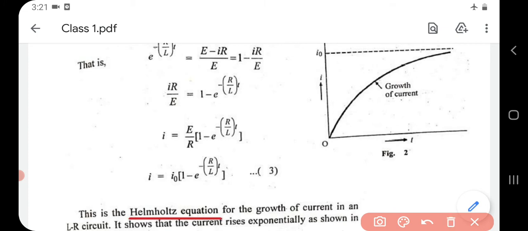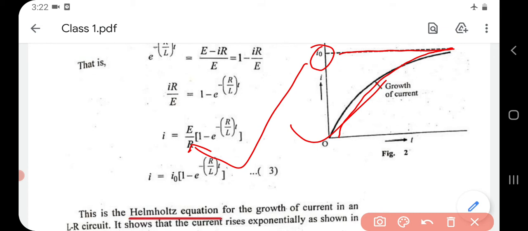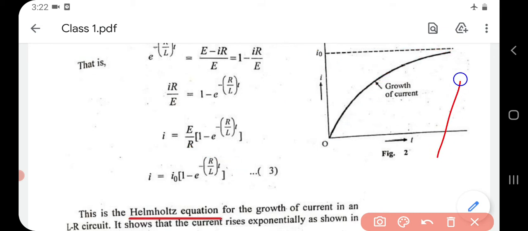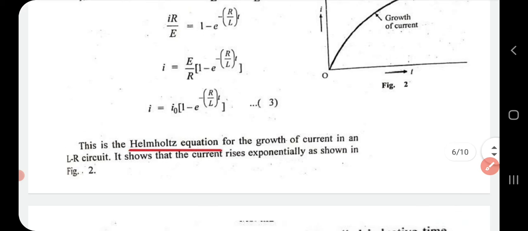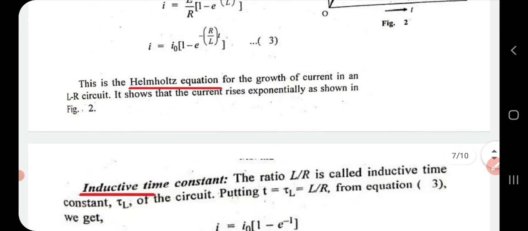See, this diagram is also important. You have to study this diagram. Current is increasing slowly with increase of time in an exponential manner and reaches a maximum value i0, where i0 is nothing but E by R. This equation is also called the Helmholtz equation for the growth of current in an LR circuit. It shows that the current rises exponentially, and that is shown in this particular figure.